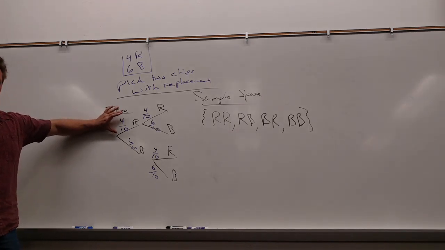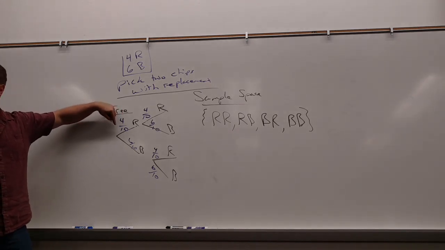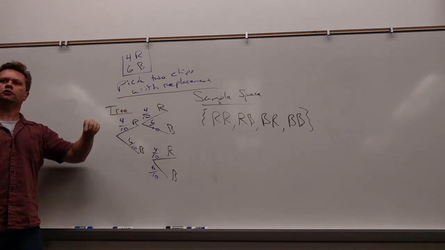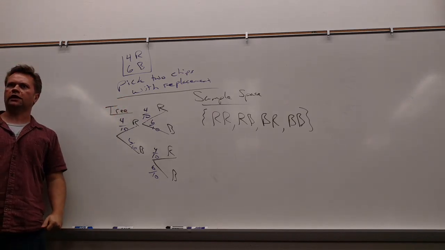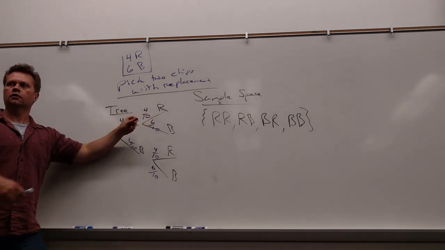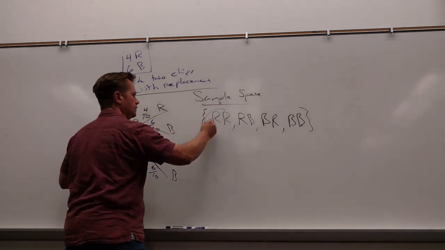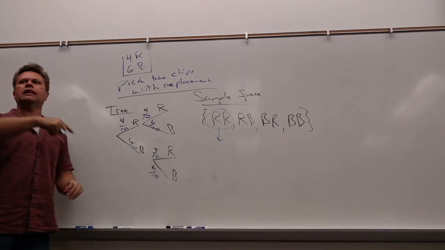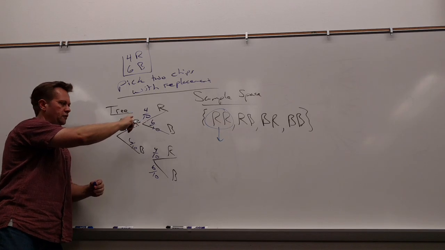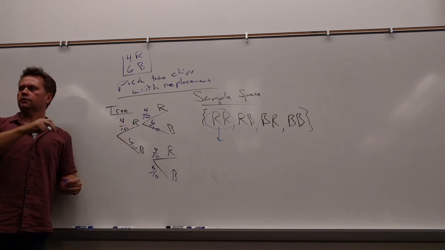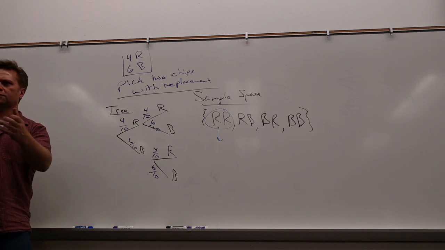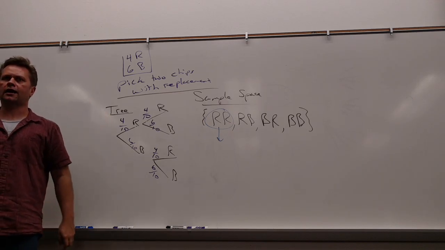So 40% of the time, are you guys cool if I have to say it like that? Yep. 40% of the time, I'm going to pick a red first. Out of those times, how often will I get a red again? 40%. So the probability I get a red and then another red will be 40% of 40%. And what does that mean when I see the word of with fractions or percentages? That means multiply, kick ass.